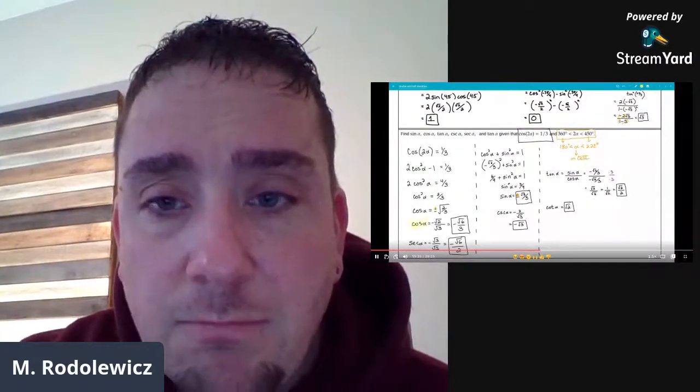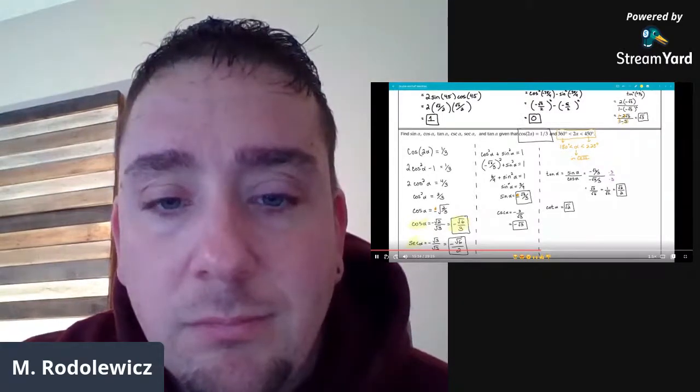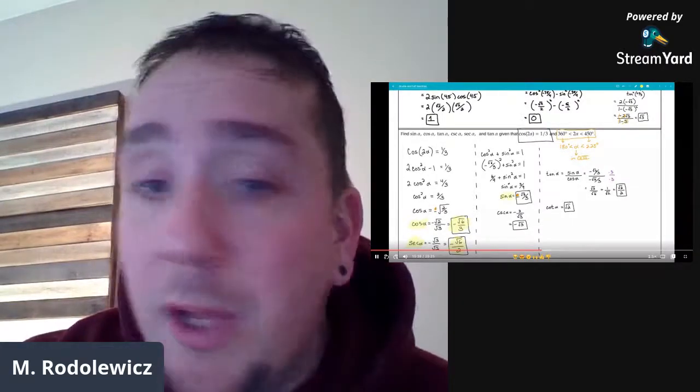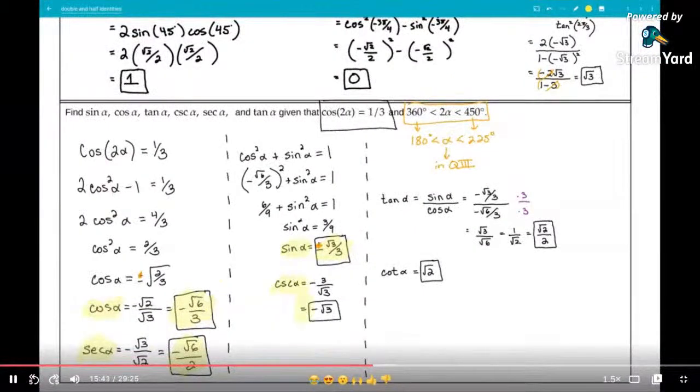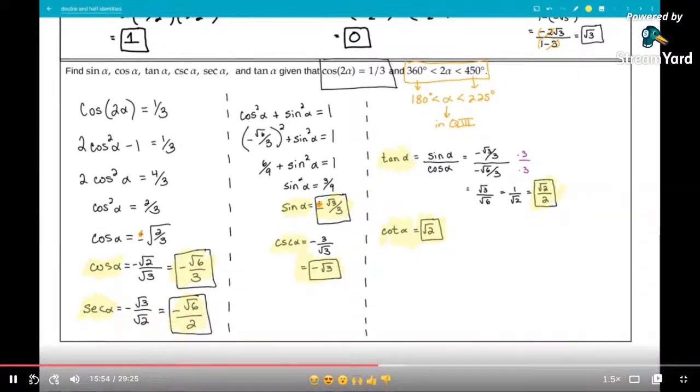And I don't know. That's it. So we're done. We found all 6 trig values. Wasn't too hard, just time consuming. But it's a nice question in trigonometry for sure.